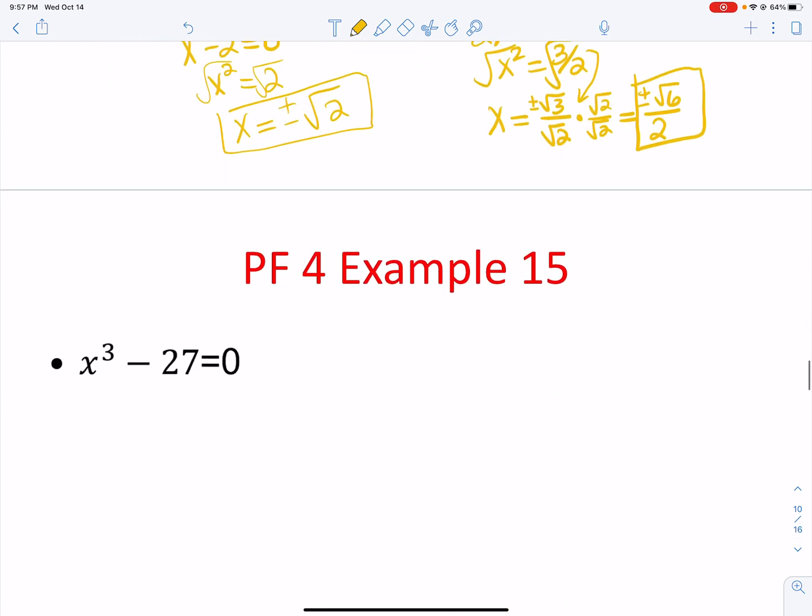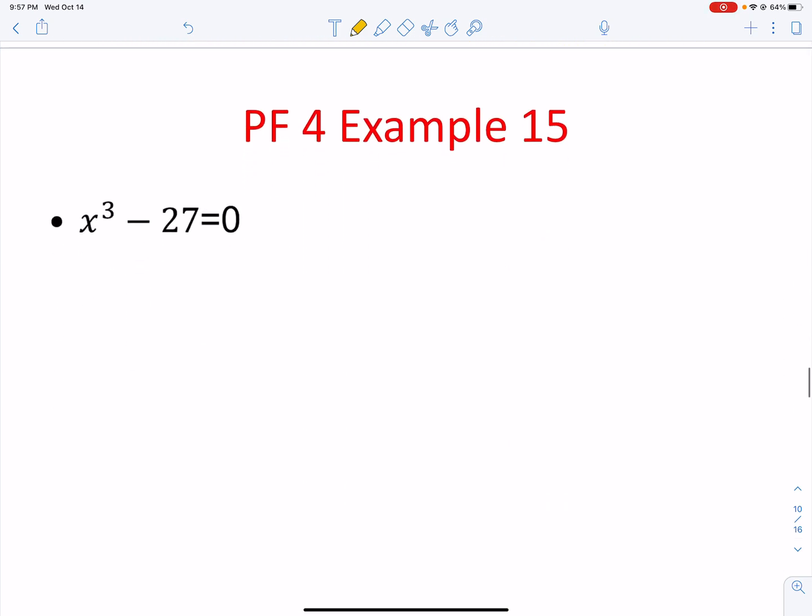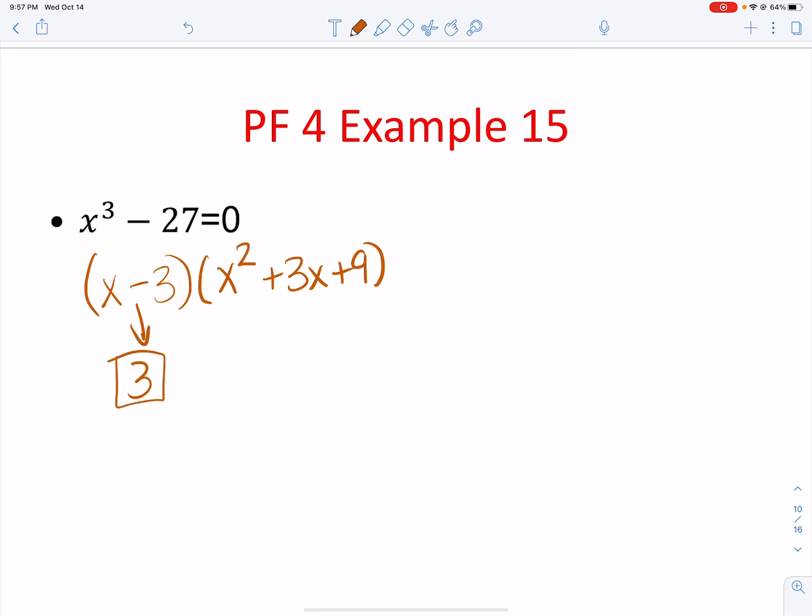All right, example 15, and you can take a look at it, and then you can pause and try it, or you can watch. I don't really care. So if you look at 15, this is a difference of cubes because 27 is a perfect cube. So you would have x minus 3, and then you would have x squared plus 3x plus 9. So if I solve this one, my root would be 3. So there's one of them.